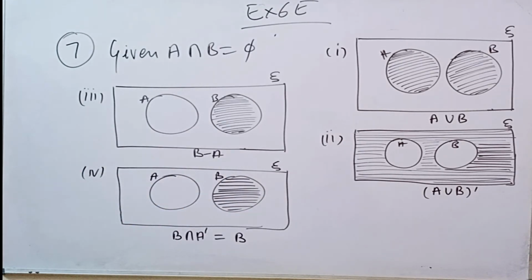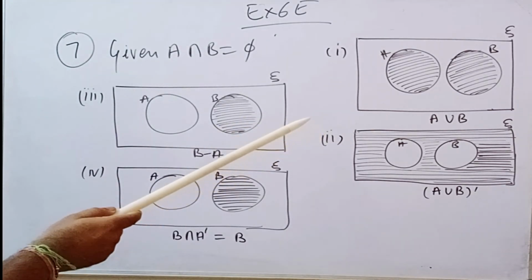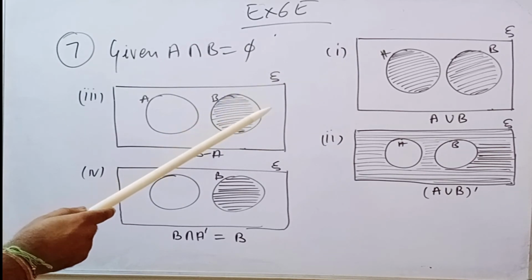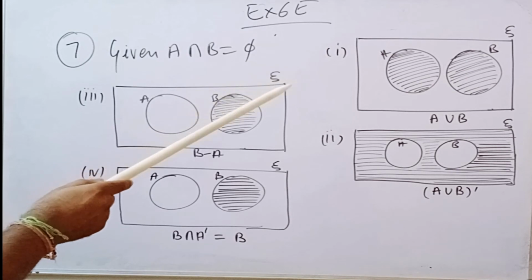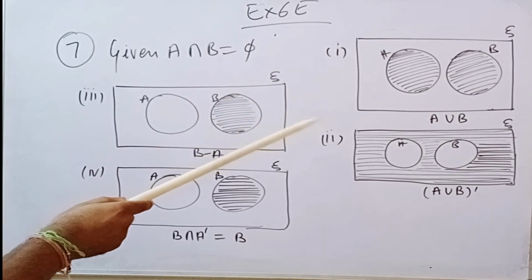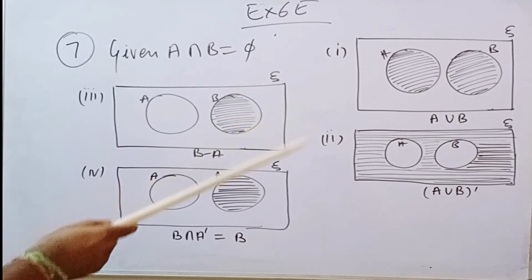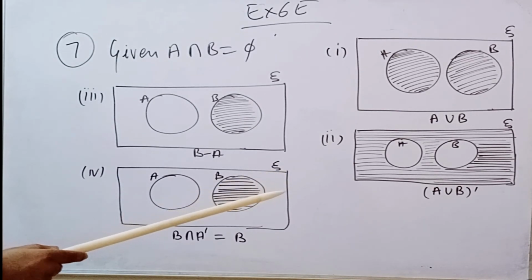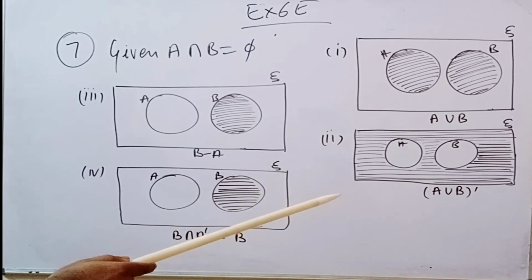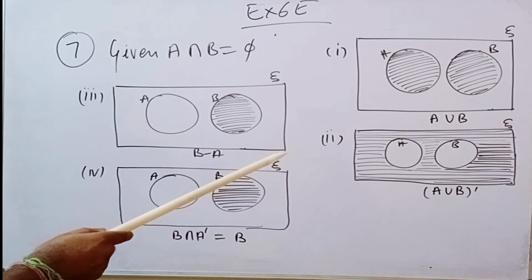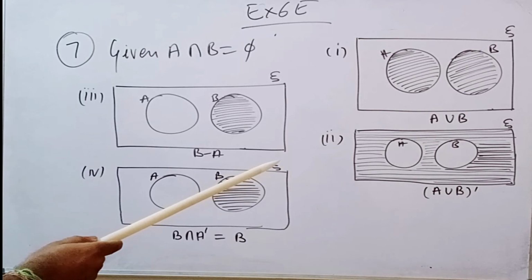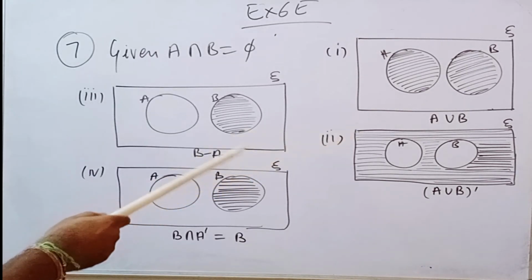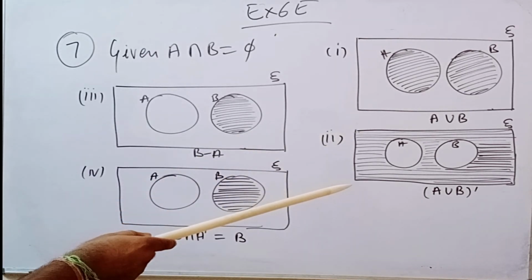Now first we have to show A union B. A union B means the elements that are in A and the elements that are in B. So both A and B will combine. So the shaded part is A union B, all the elements of A and all the elements of B. Now we have to show A union B complement. That means leave A and B, and the rest of the universal set will be A union B complement. So the rest part, the shaded part, is A union B complement.